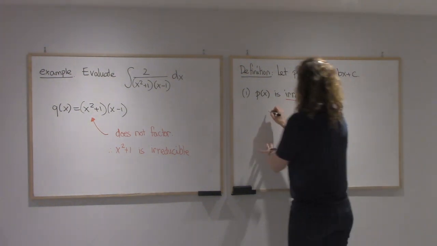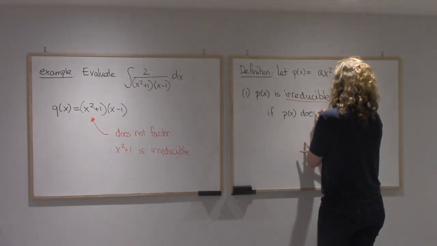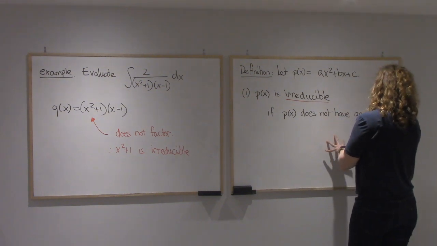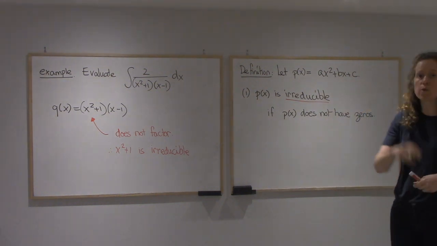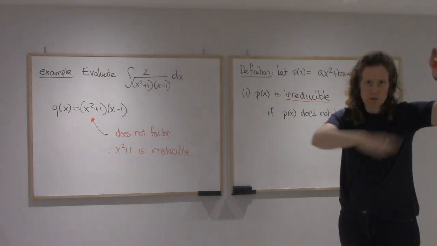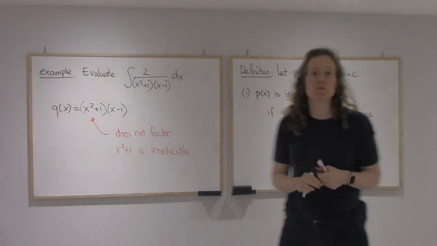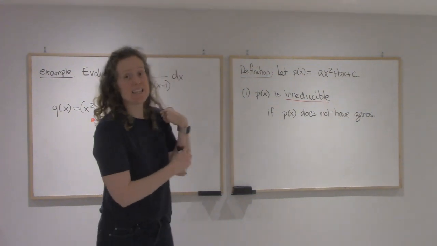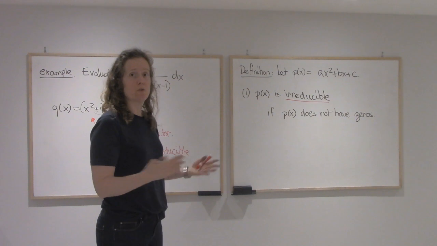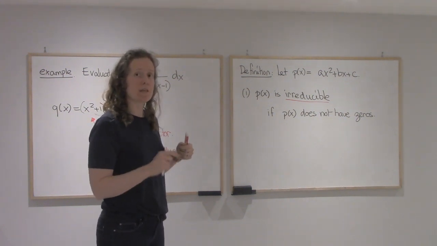It's irreducible if p of x does not have zeros. Right? So it doesn't pass through the x-axis. Its graph doesn't cut through the x-axis, so no values of x will give us p of x equals 0. The reason why I say this is easier to say is now we have a test. We have the quadratic formula that gives us a formula for the 0. So that formula cannot make sense.